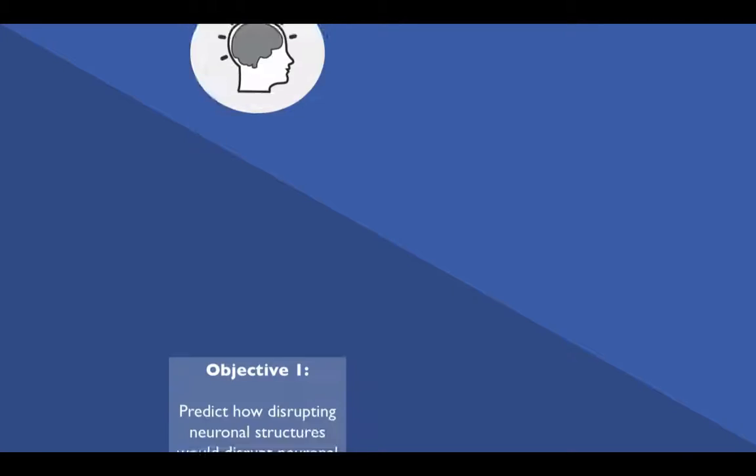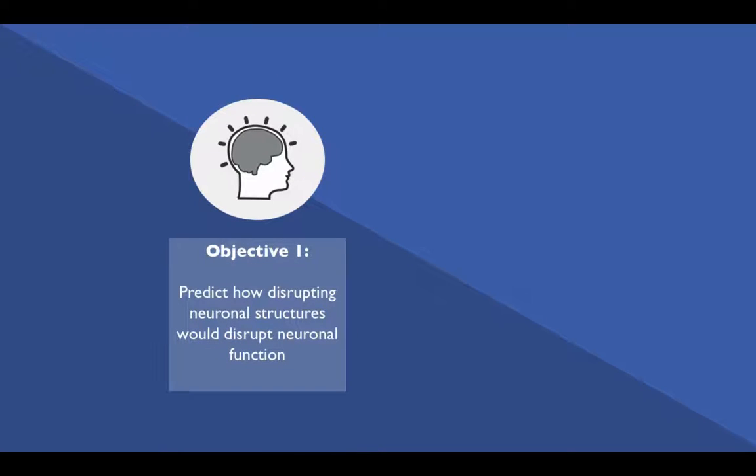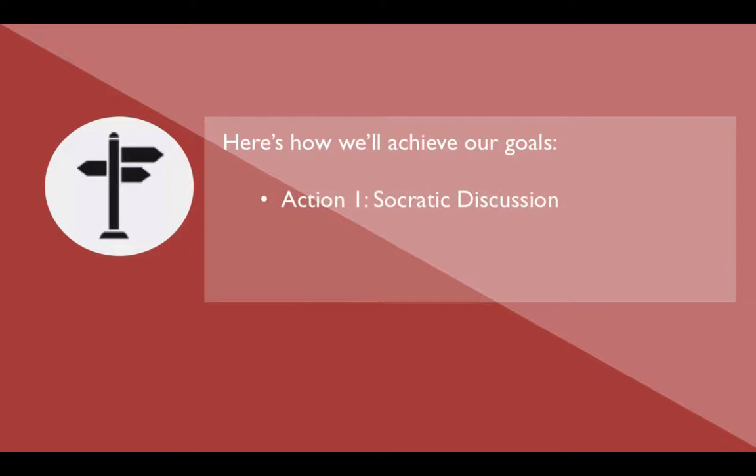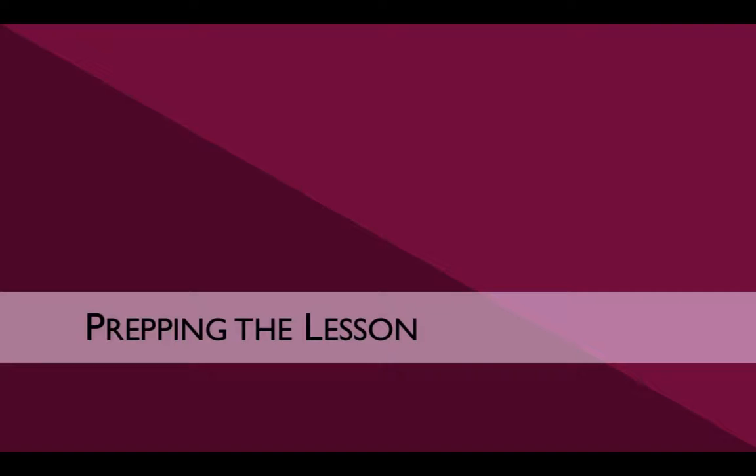At the end of this lesson, students should be able to predict how disrupting neuronal structures would disrupt neuronal function, and describe how disorders affecting specific parts of a neuron disrupt neuronal function. We'll achieve these goals through a Socratic discussion and a jigsaw with patient case studies.